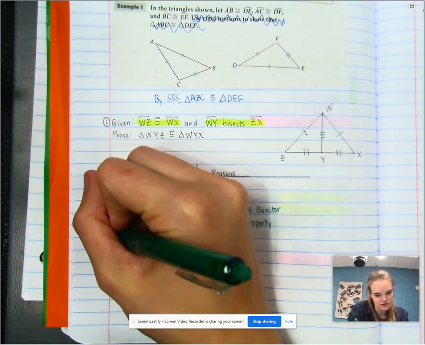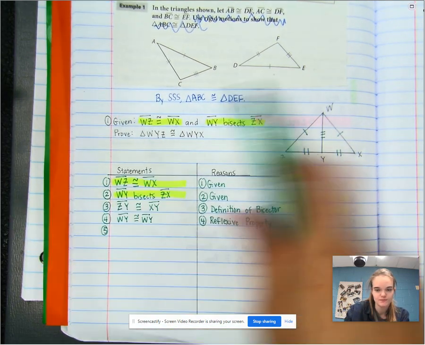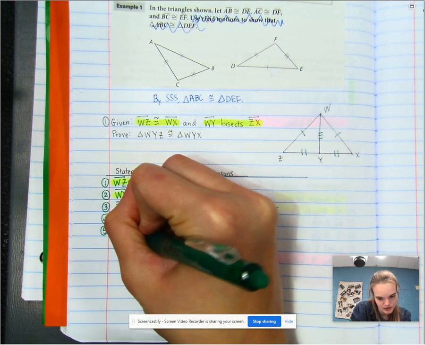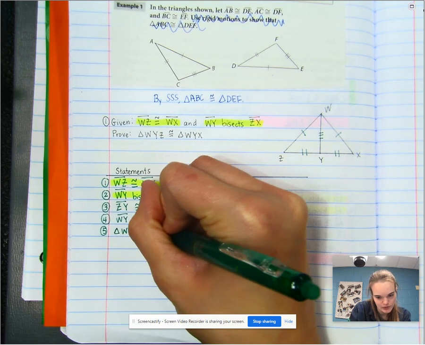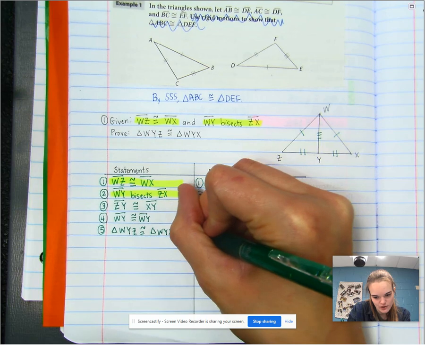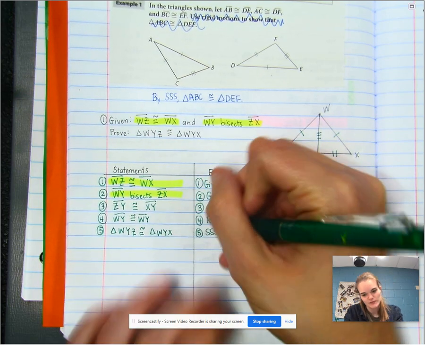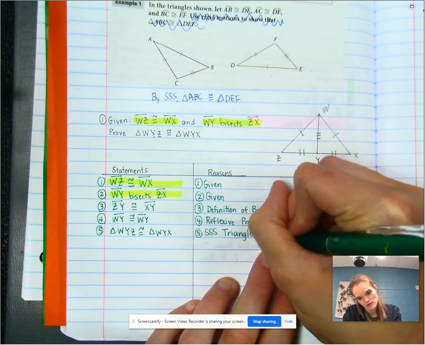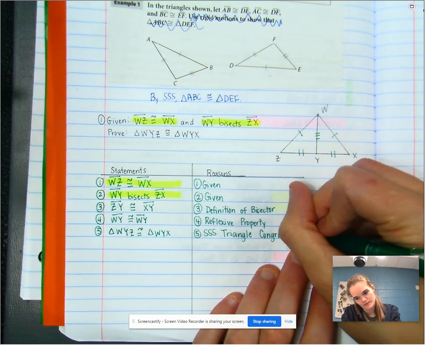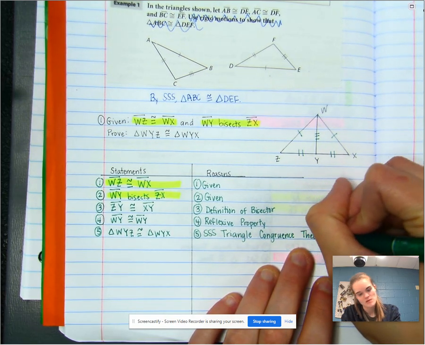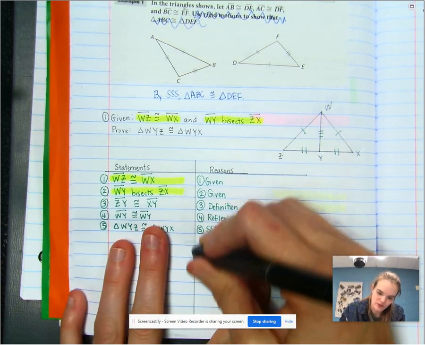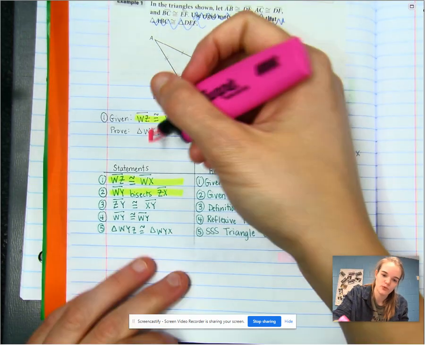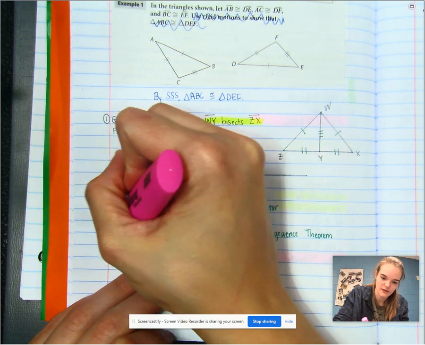But we are not finished until we write the proof statement. Triangle WYZ is congruent to triangle WYX because of the side, side, side triangle congruence theorem. And I don't need all this extra stuff. It doesn't matter. You can leave it or erase it. So my proof is right here.